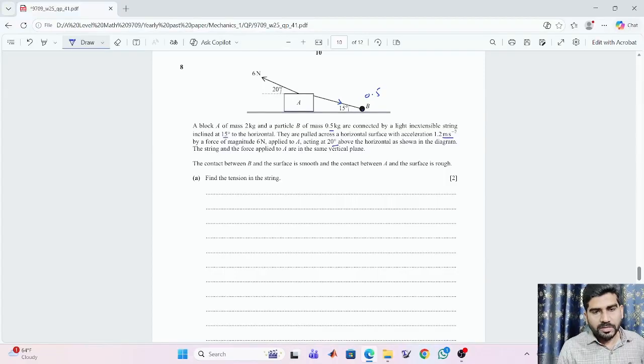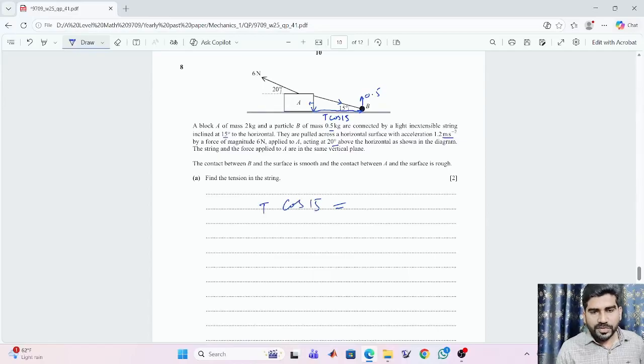So here will be the tension. We can see there will be two components, the horizontal component and the vertical component. There are two forces. The horizontal component will be T cos theta, where theta is 15 here, and there will be T sine theta. T sine theta will be cancelled with the normal reaction R here, so these two will be cancelled with each other. And there is only the horizontal component, T cos 15.